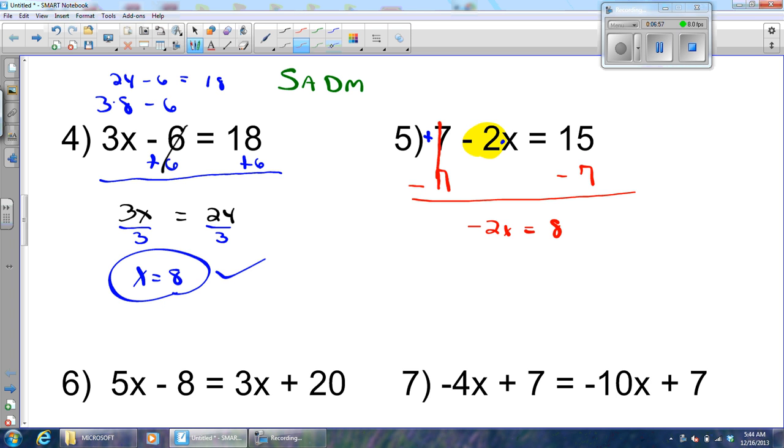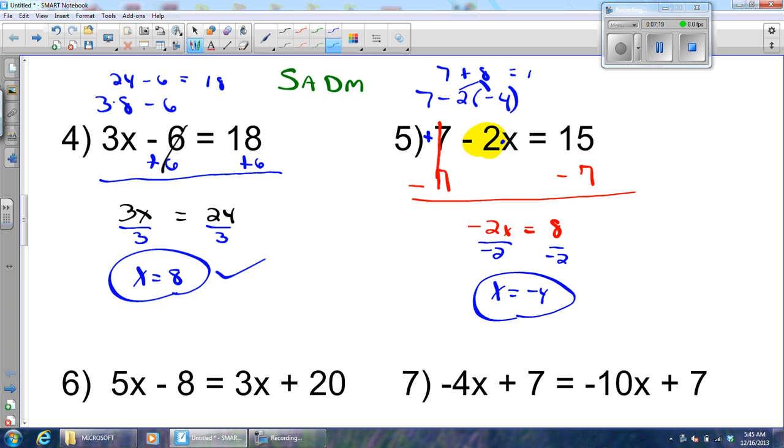And from here I can divide by negative 2. And I'll get x equals negative 4. There's my solution. Of course I can check it. 7 minus 2 times negative 4. Well, this will turn into positive 8. Negative 2 times negative 4. 7 plus 8. 15. It checks. All right.